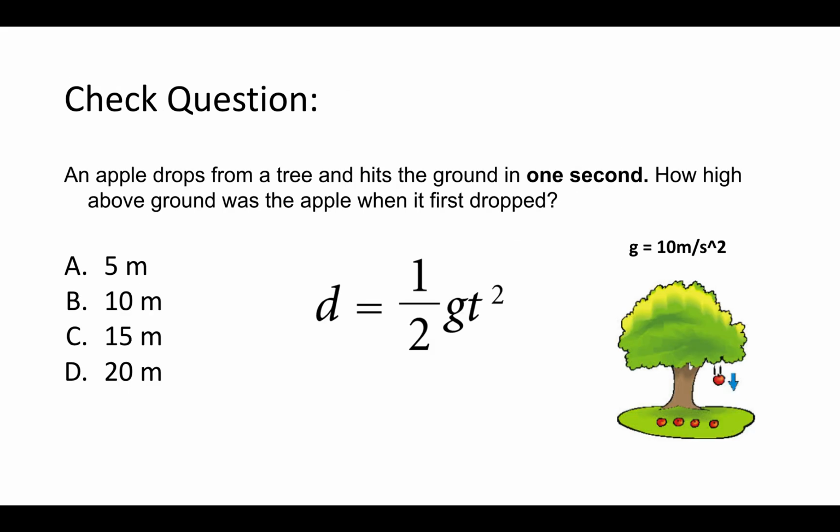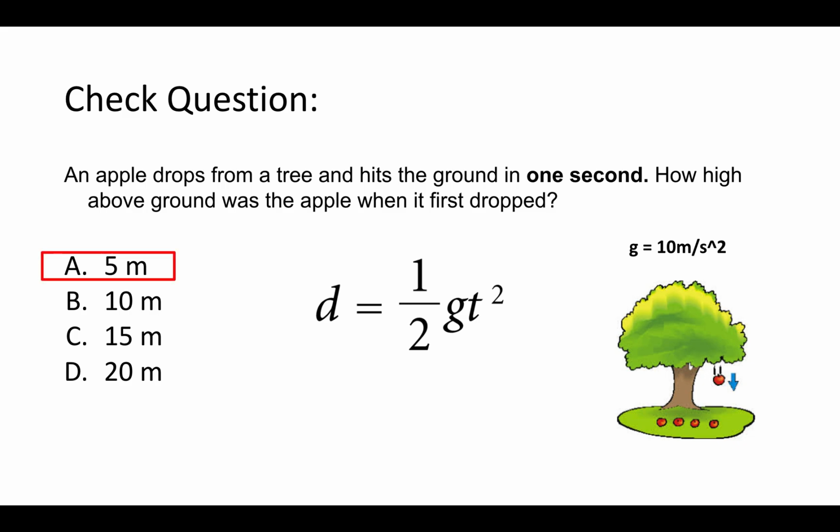All right, so here's a quick check question. An apple drops from a tree and hits the ground in 1 second. How high above the ground was the apple when it first dropped? All right, so go ahead and apply your equation. T equals 1 second. G is equal to 10 meters per second squared. Go ahead and apply that equation and solve for the total distance it dropped.